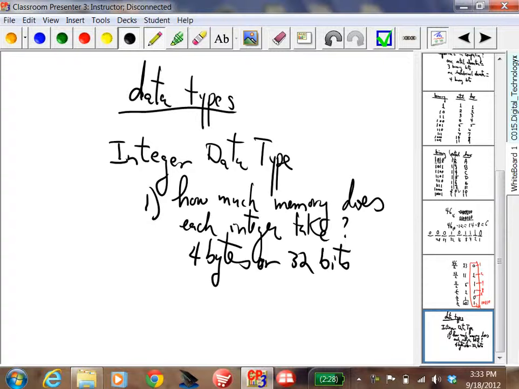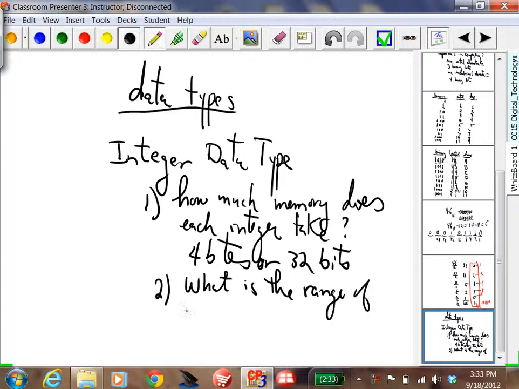So another thing about the integer data type is, what integers can it represent? Or I guess I ought to say, better to say, what's the largest integer, okay? Or what is the range, okay, of integers that can be represented?